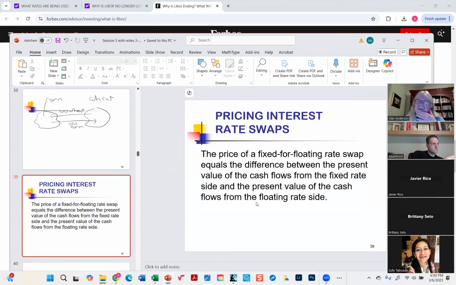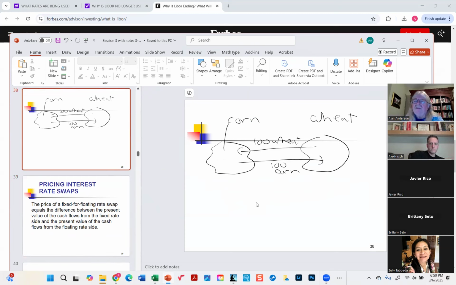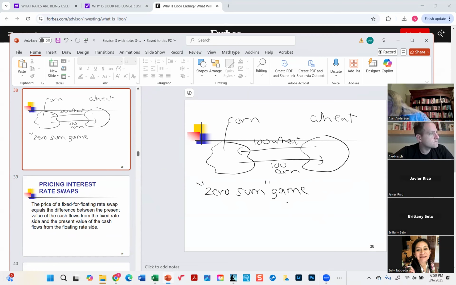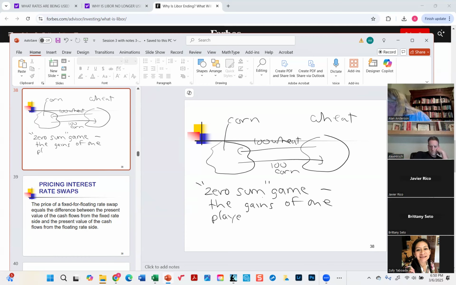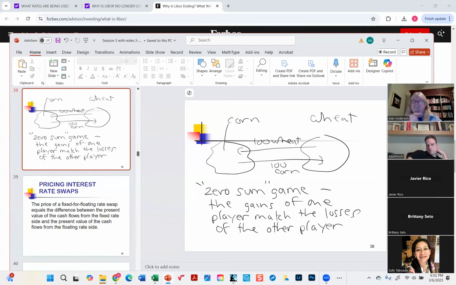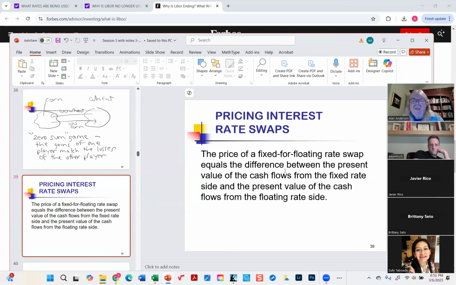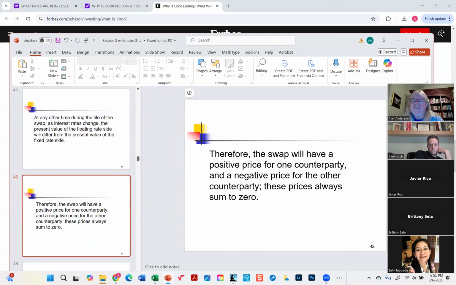So any day after that, it will have a price for both sides. One side will have a positive price, the other a negative price. The two will add up to zero, because this is what we call a zero-sum game. You probably heard that term before. It means the gains of one side are matched by the losses of the other, because we can't both win. It's like a football game. Both teams can't win. So the gains of one player match the losses of the other player. So a swap is a zero-sum game because if I gain, the counterparty has to lose, and by the exact same amount. So the price tells me how much one side is gaining and how much the other side is losing.